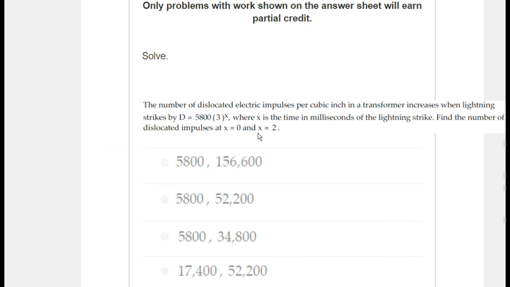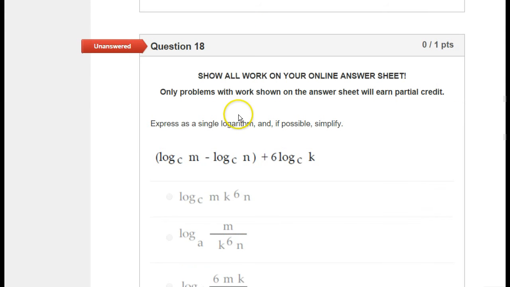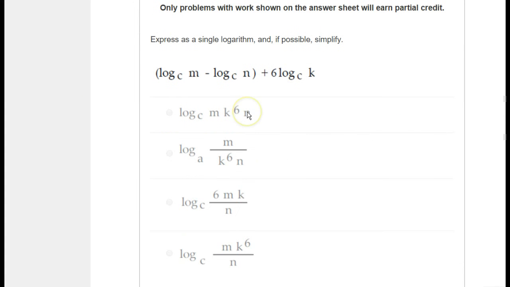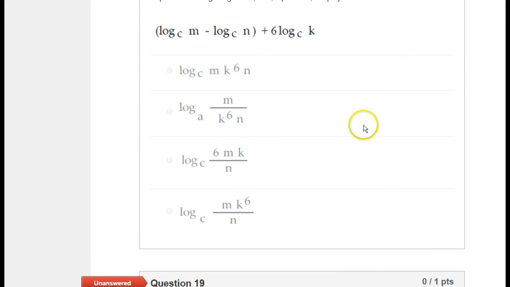Okay, we have this a little bigger. Let's make it a little smaller so it fits there better. There we go. All right, they're asking us now from this expanded sum of logs to express as a single logarithm and, if possible, simplify. All right, let's work on this one.